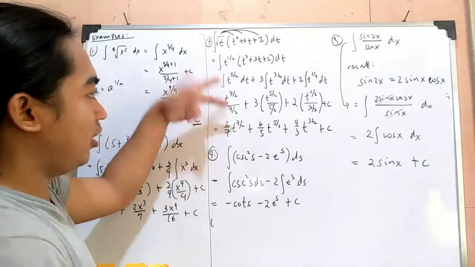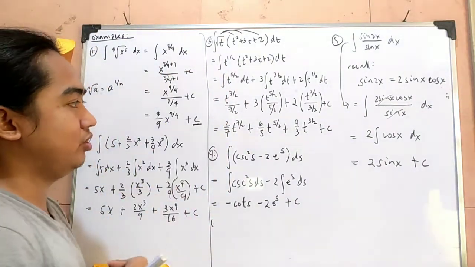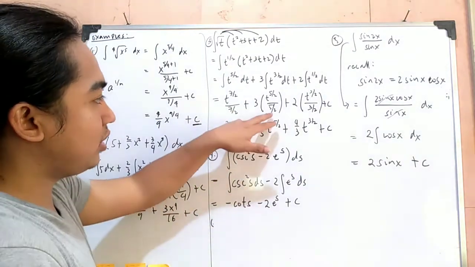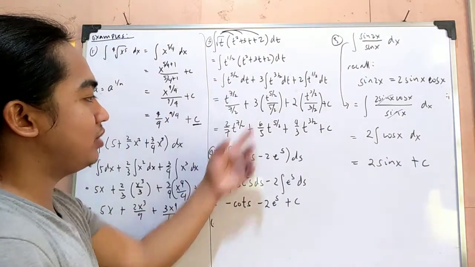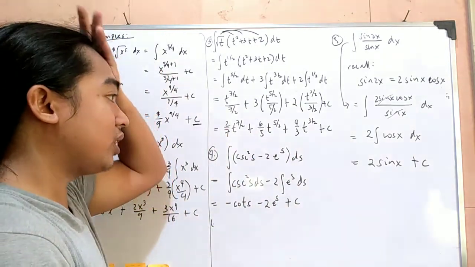And again, i-take lang natin yung reciprocal ng mga denominator natin na fraction. So, we'll have 2 over 7, t raised to 7/2 plus, this will be 2 times 3, kasi babaliktad yung 2 magiging numerator yung 2. So, we have 6 over 5, t raised to 5/2 plus 4 over 3, t raised to 3/2 plus c.